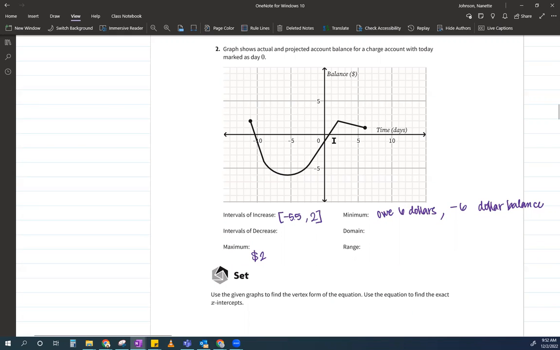Okay. And then our intervals of decrease is going to be similar. It's from this guy, from -11 to where I said we started. So it's from -11 to -5.5. And then I put the U in there because I want both of these decreases, right? So here's another one, and it starts at 2 and it ends at 6. So from 2 to 6. Okay. So far, are you getting these right?